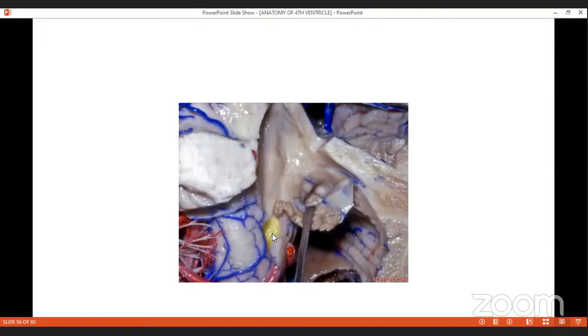So are they right? Is it the foramen of Magendie? People saying foramen of Magendie are right. Okay. Can we move on to the next picture, if you have one?